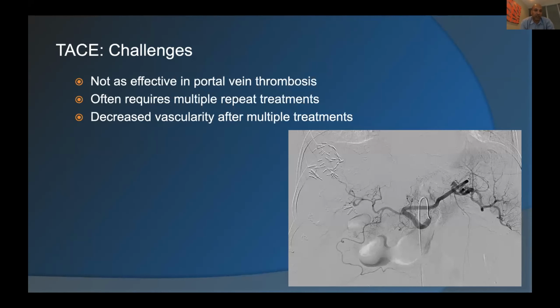The other challenge is that the data in portal vein tumor thrombus is not so good. It often requires multiple treatments, as I mentioned. And you often see this decreased vascularity after treatment. So this is an example of a patient who had gotten about 5 or 6 rounds of chemoembolization. And you could see that the vessels have become somewhat atretic, which makes any arterial-based therapy a little more challenging.